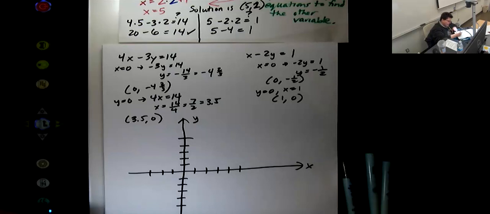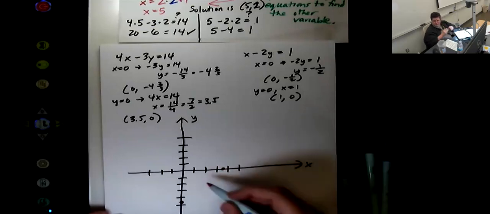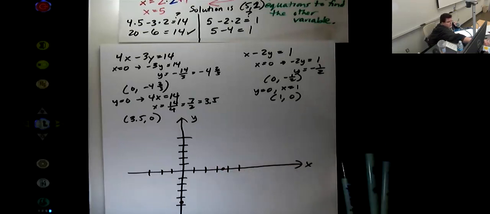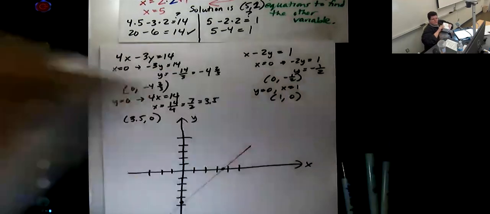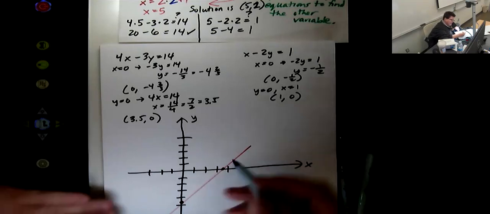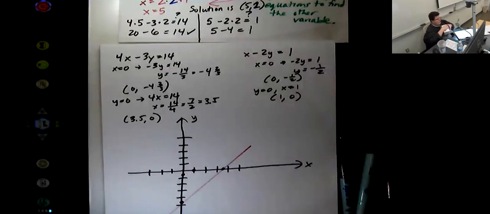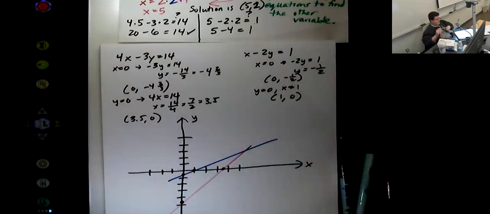Four x minus 3y is about like that. It's a straight edge to connect those dots real quick. And on this one, I've got 0 and negative 1/2, 1 and 0. And I connect these dots real quick. Got two lines.